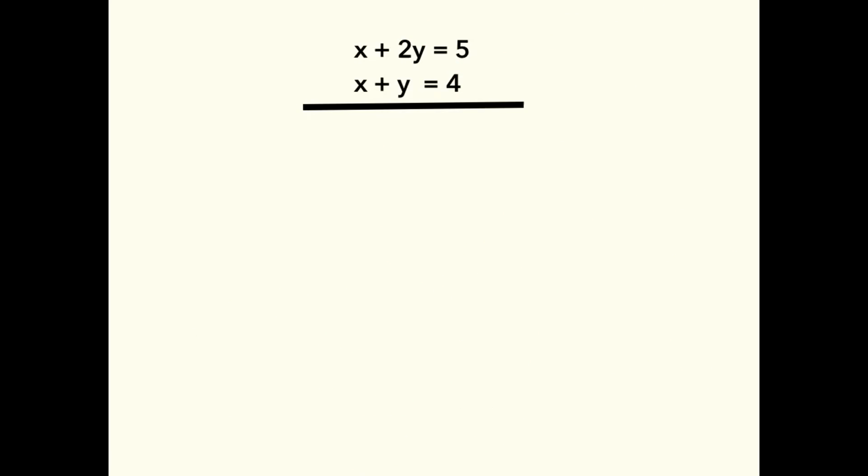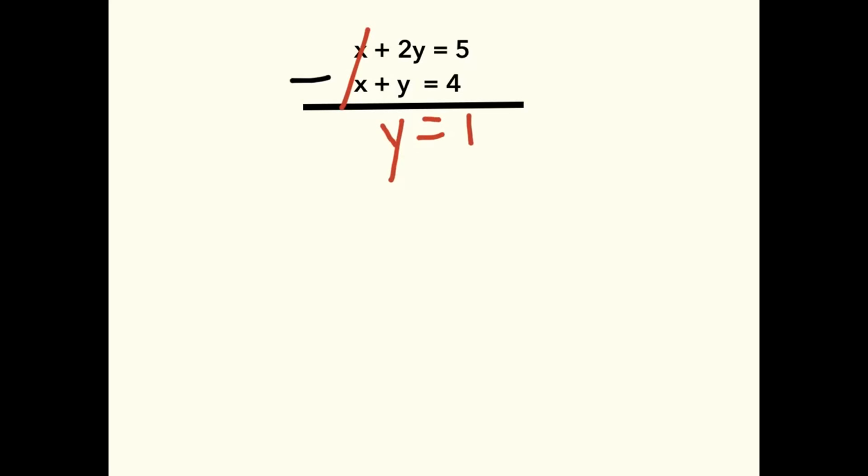Let's do another example. Remember to look for the variables that have the same coefficient, which in this case is the x. They both have a coefficient of 1. Now, these signs are not different. They both have the same sign. They're both a positive 1x. So now we're going to subtract. So we have x minus x, which just means they cancel and you have nothing. Then we do 2y minus 1y, which is just y. And 5 minus 4, which is 1.